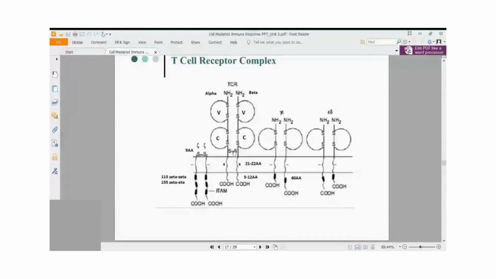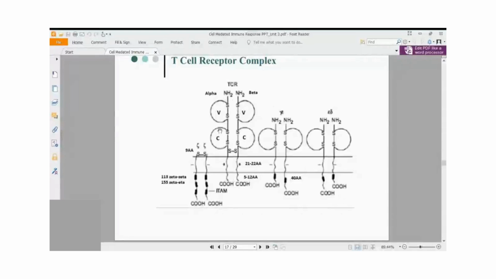Just like in the case of antibody, the T cell receptor also has a variable region in the amino terminal region of the protein chain and a constant region in the carboxy terminal region of the protein chain. It has only two domains, a variable region domain and a constant region domain. One constant region domain and one variable region domain.